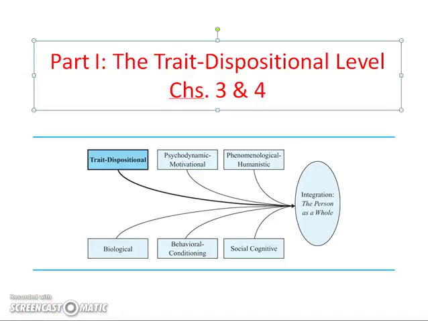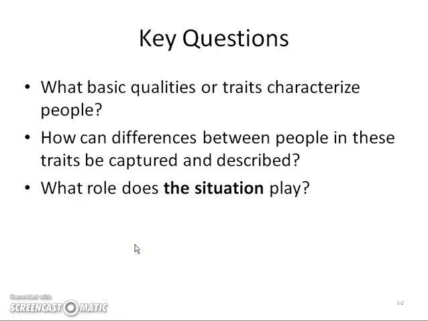Welcome to the lecture for Unit 3, which reviews the trait dispositional level for investigating personality. Some of the main questions our readings will address are: what traits or qualities characterize people? How can differences be captured and described in people's traits? And what role does situation play in the way people behave? And how does that relate to their traits?